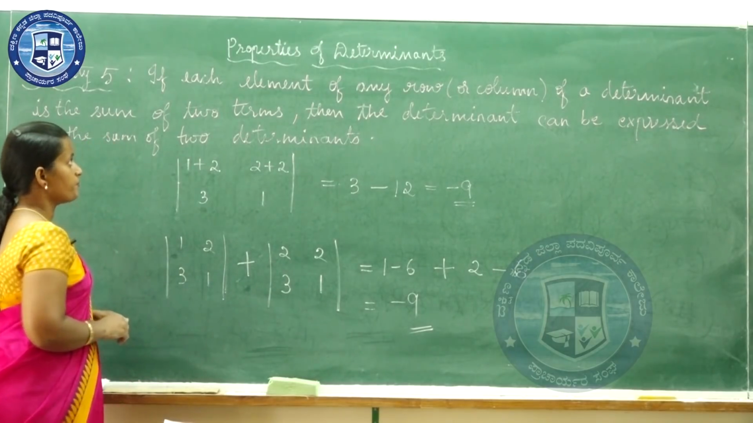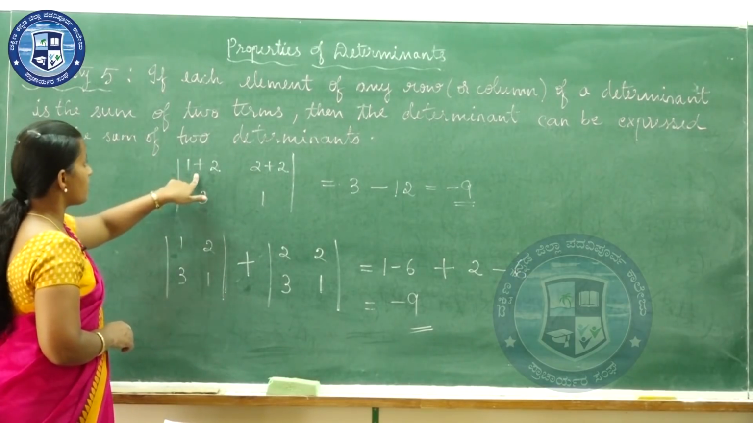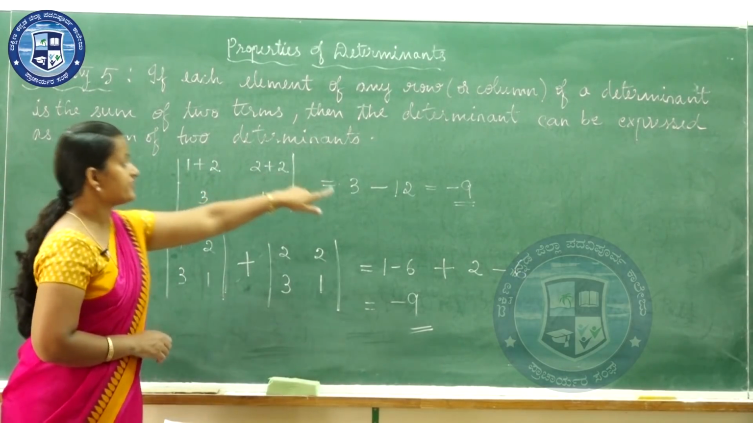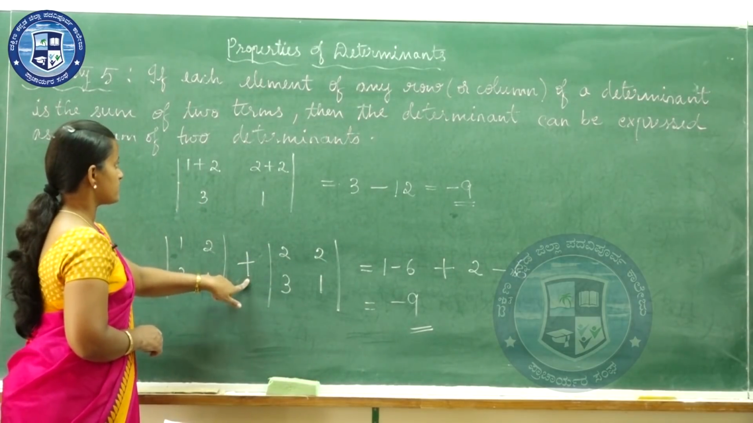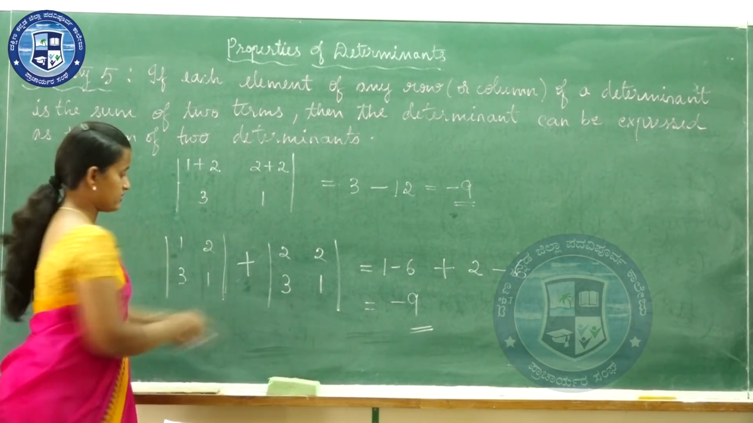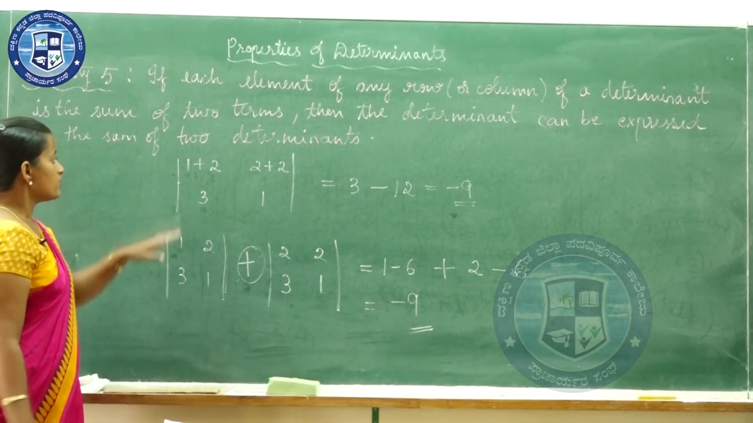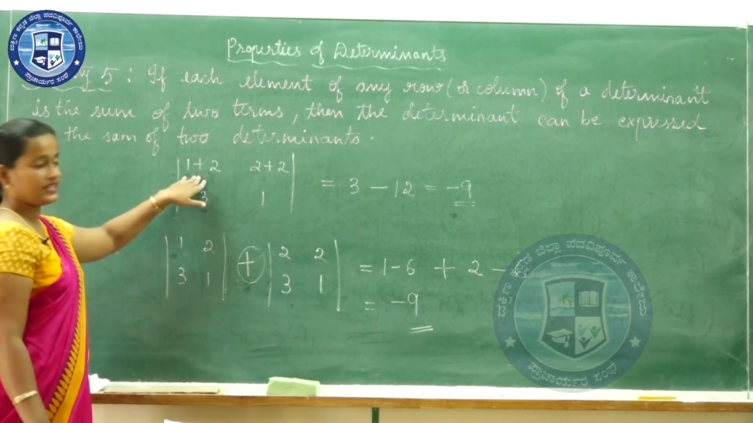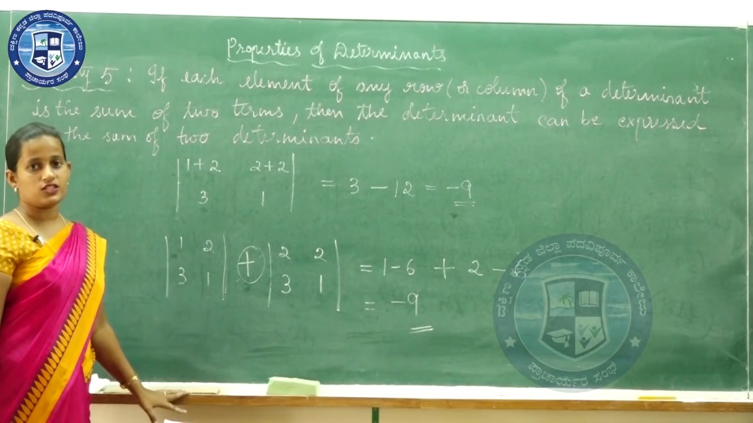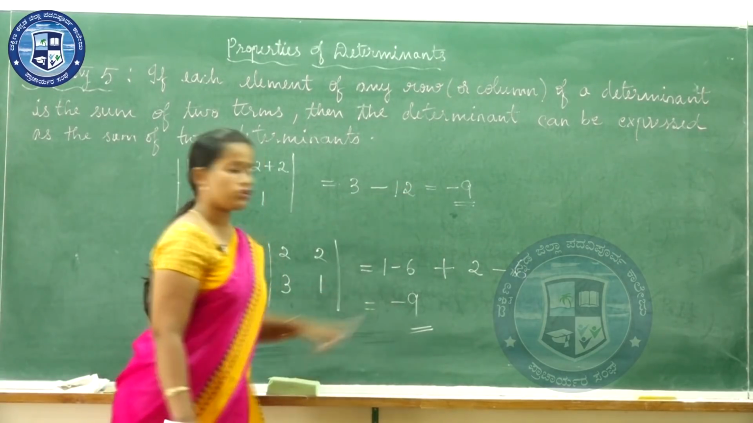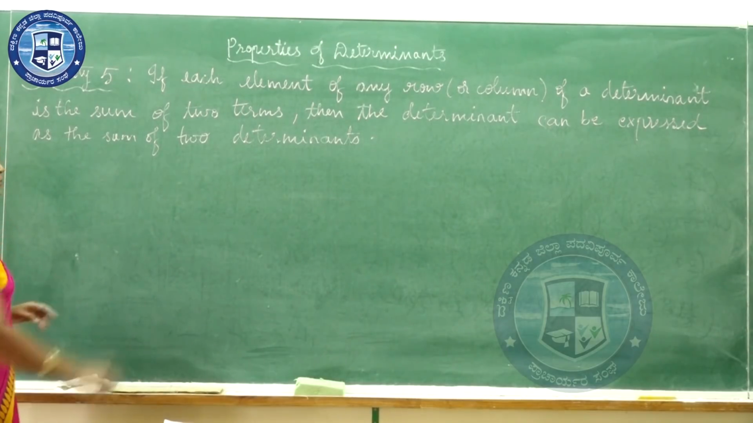So observe here, if each element of any row of a determinant is the sum of two terms, then the determinant can be expressed as the sum of two determinants. Sum of two determinants. Okay. So if it is like this, in case the first row is a sum of two numbers, you can express it like this also. So the determinant will not change, it will remain the same. Let us prove this property.